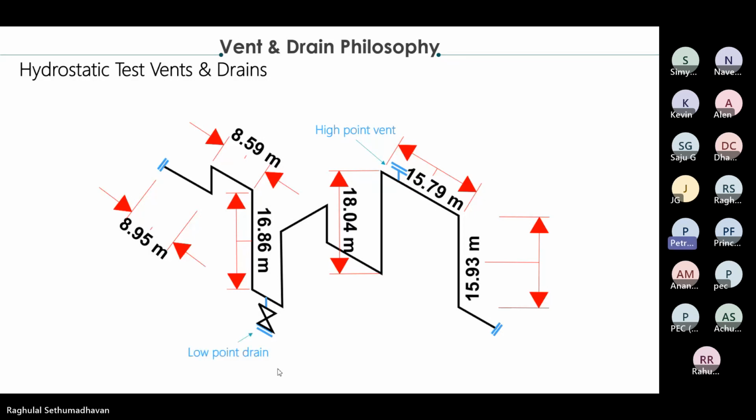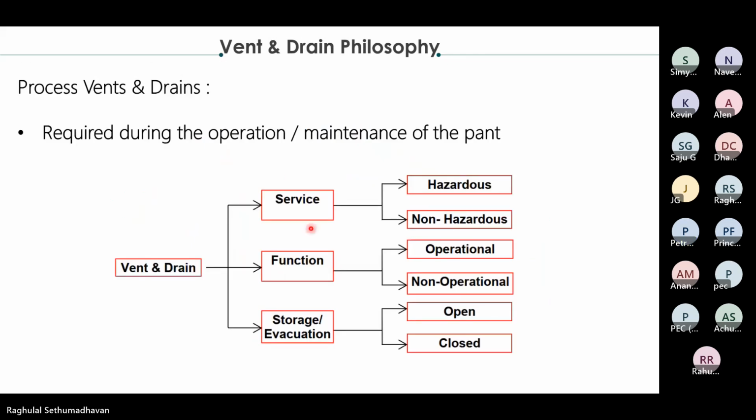Now we'll see what the process vents and drains are. Process vents and drains will be further classified based on the service, function, and storage or evacuation conditions. Based on service, it will be hazardous and non-hazardous. Based on function, it will be operational and non-operational. And the storage is open and closed.